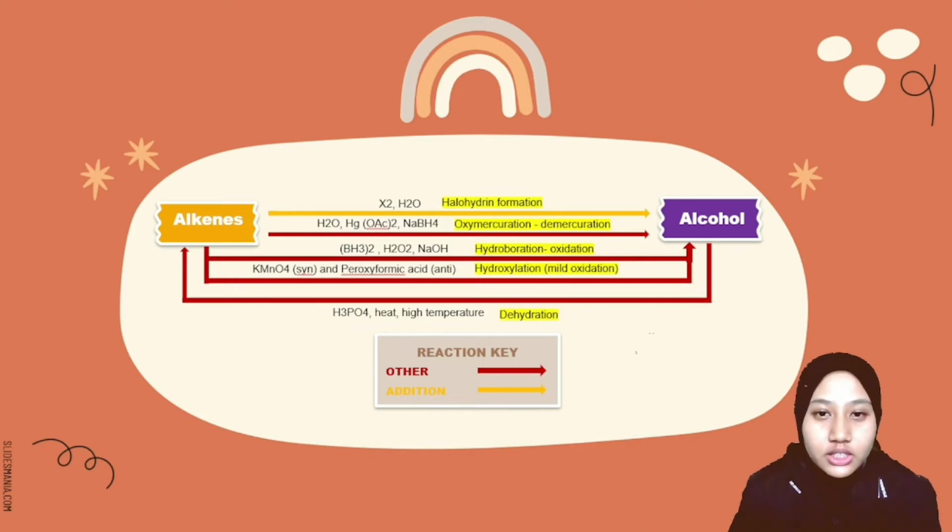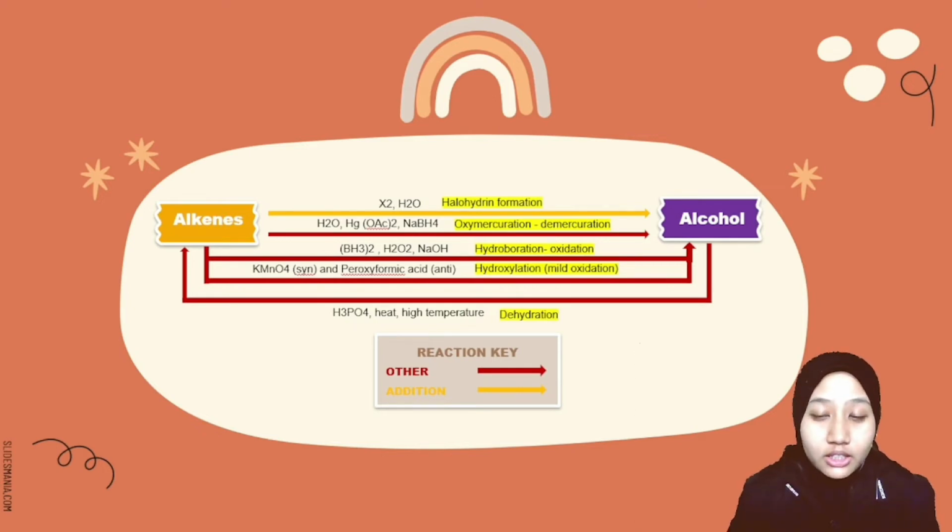For the third reaction, in hydroboration, alkene is added with boron, trihydroboron and water. And for oxidation, the product of hydroboration is added with sodium hydroxide to form alcohol. And for the last reaction of alkene to alcohol, we have hydroxylation or mild oxidation by adding potassium permanganate and peroxyformic acid to form alcohol.